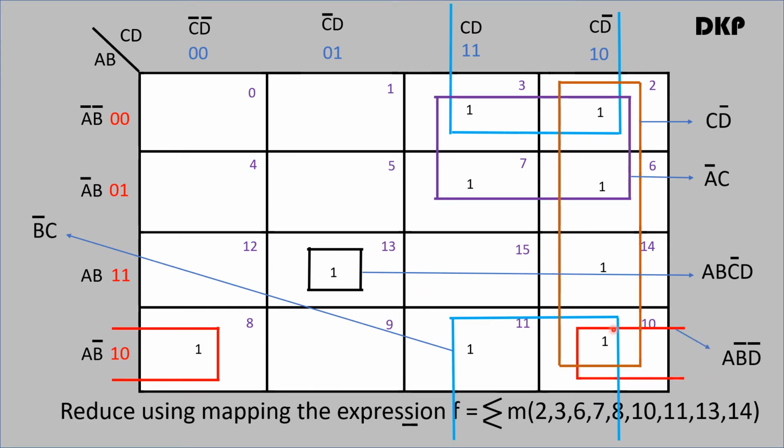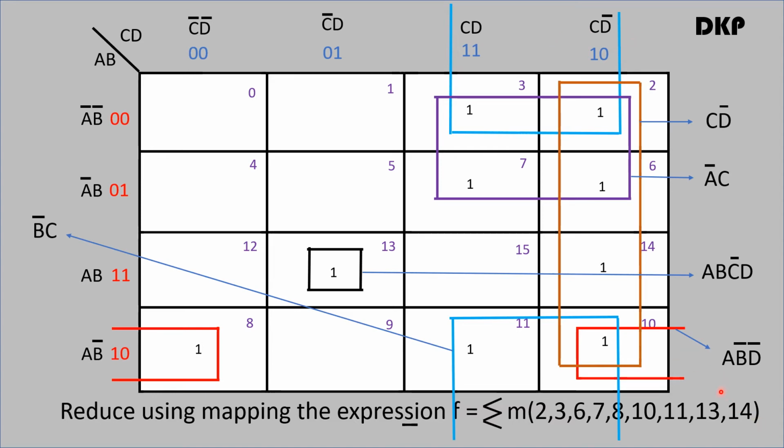Now we have one more group here, that is a group of M8 and M10. It is called A, B bar, D bar. This is called A, B bar, and this group is called C bar, D bar, and C, D bar means we can consider D bar because D bar is common in both.